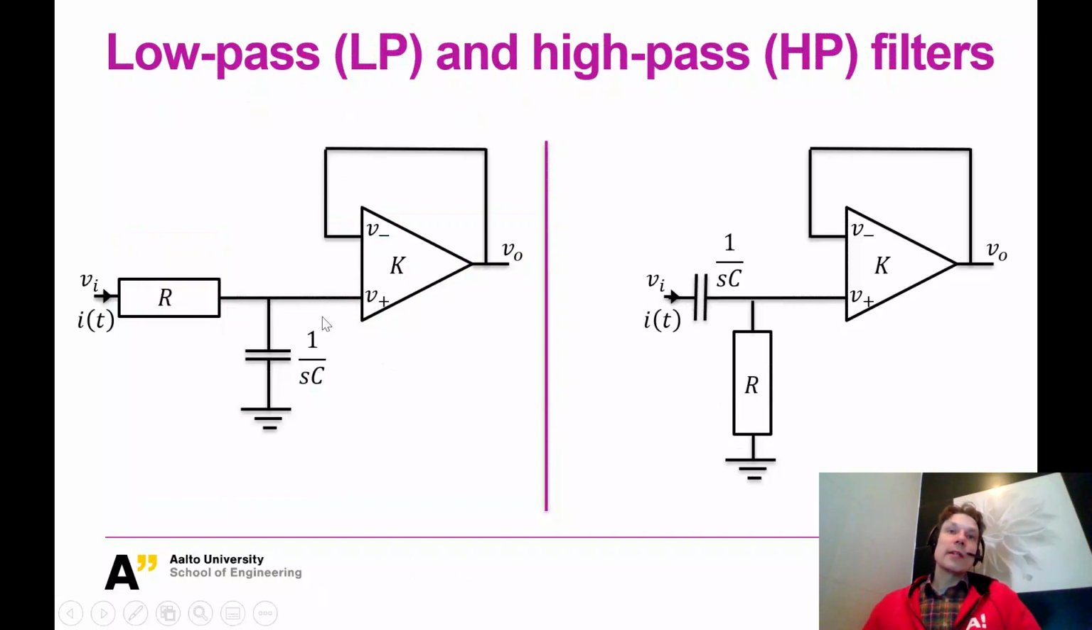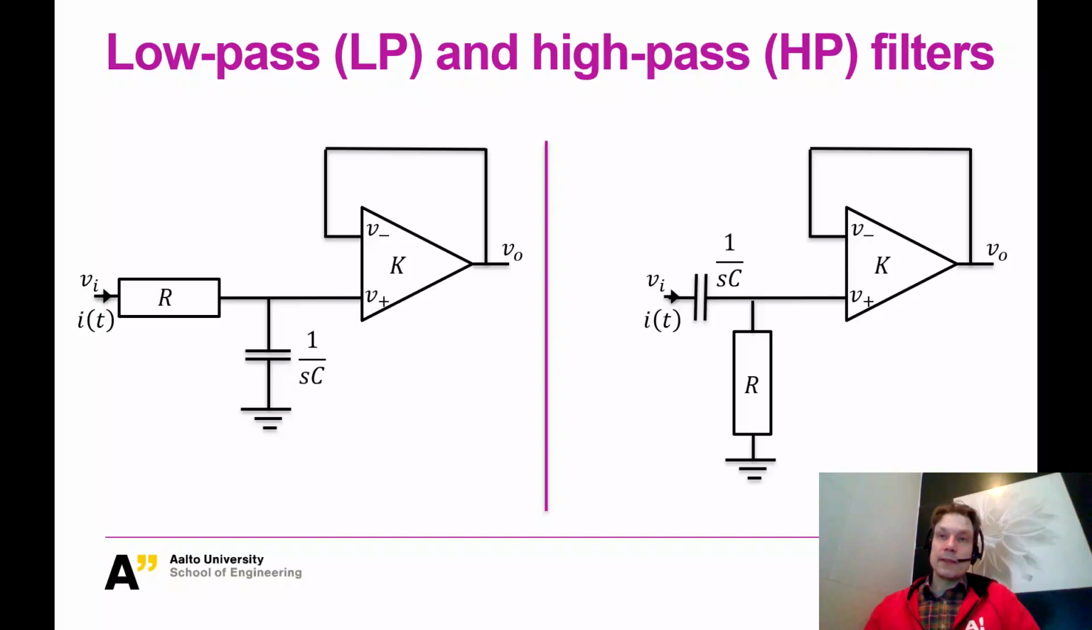So now we can look at the low pass and high pass filters, which you have studied already in the preliminary exam. So we can do low pass in this way and high pass in this way. How do you see that the one is low pass and the other is high pass?